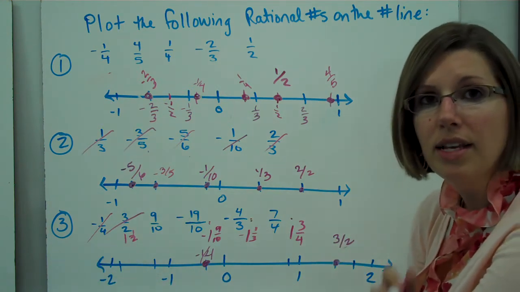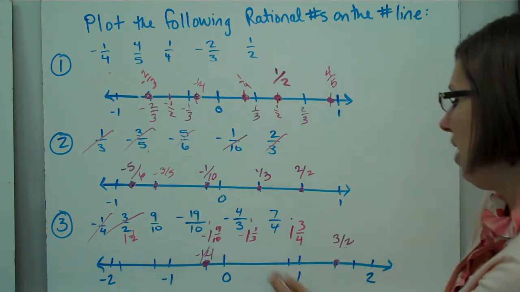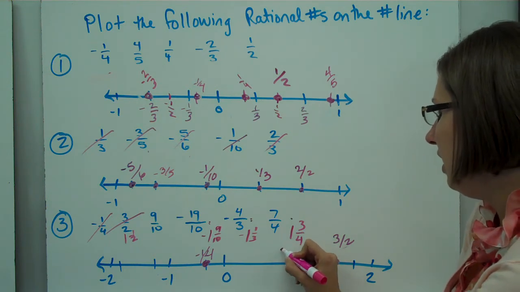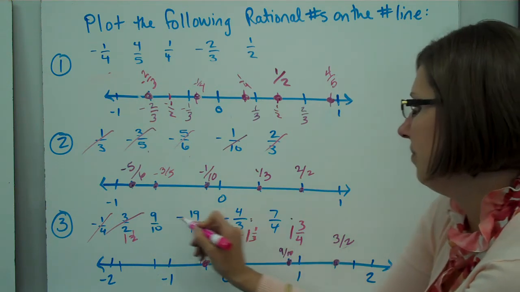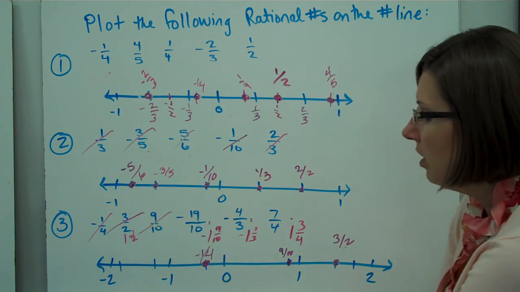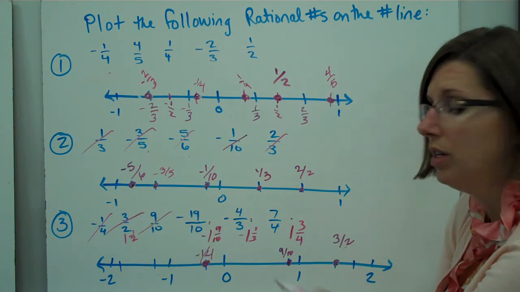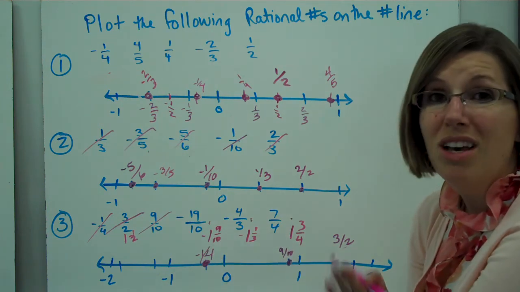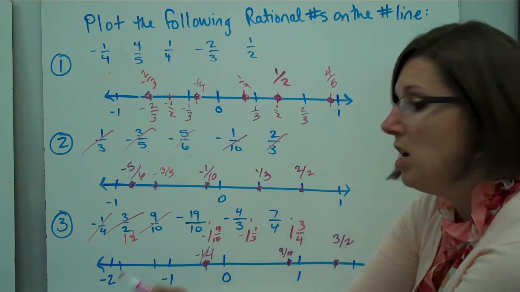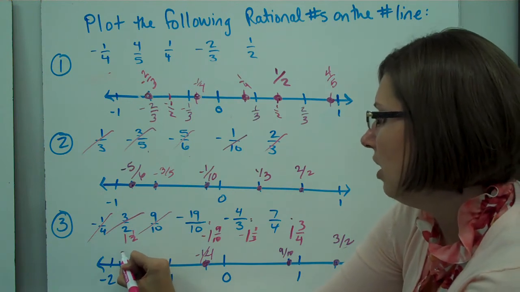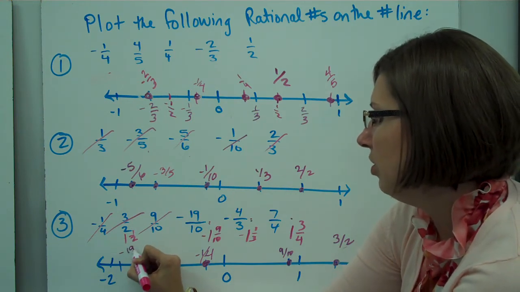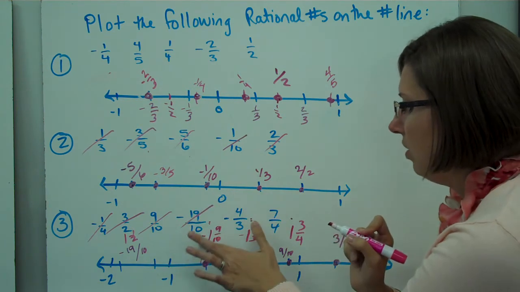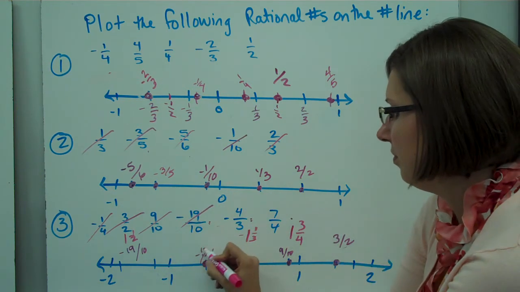9/10. 9/10 is almost 1 whole in the positive region. So I'm going to assume it's right here. That's 9/10. -19/10, which simplifies to -1 and 9/10. That's almost all the way to -2. So I'm going to assume it's about right here. Again, I'm going to write it in its original form. -19/10. So that's done.